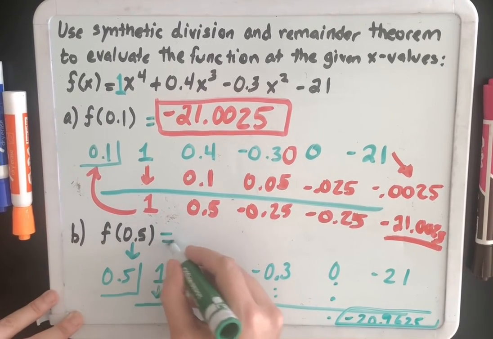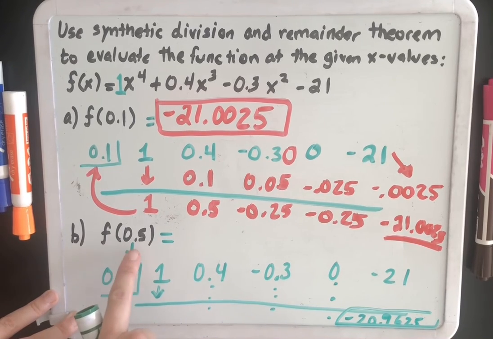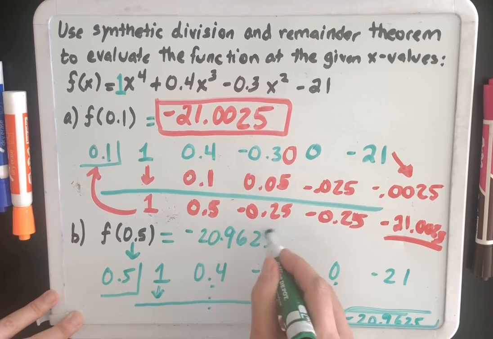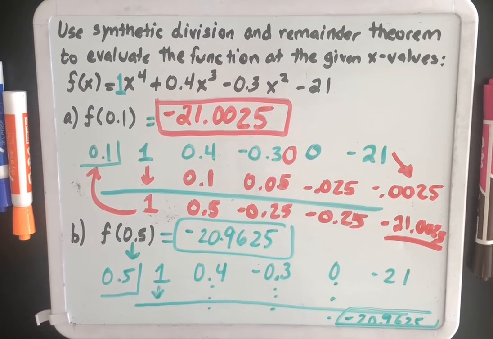Which means that's the result of evaluating the function at that input. At the input 0.5, the output should be negative 20.9625. See if that's what you got. Okay? If not, it could just be the arithmetic, so watch yourself carefully. Feel free to use technology if needed.